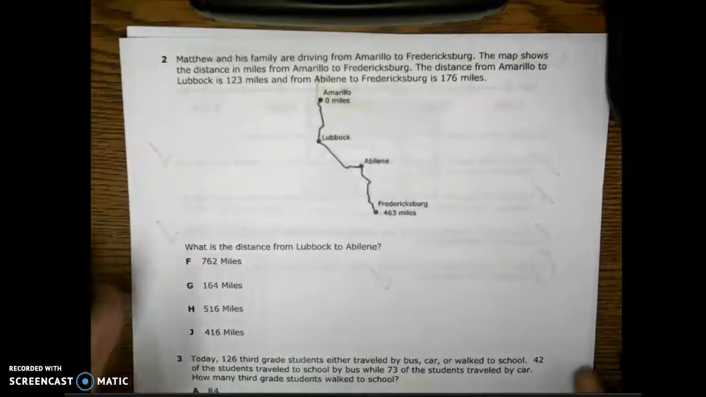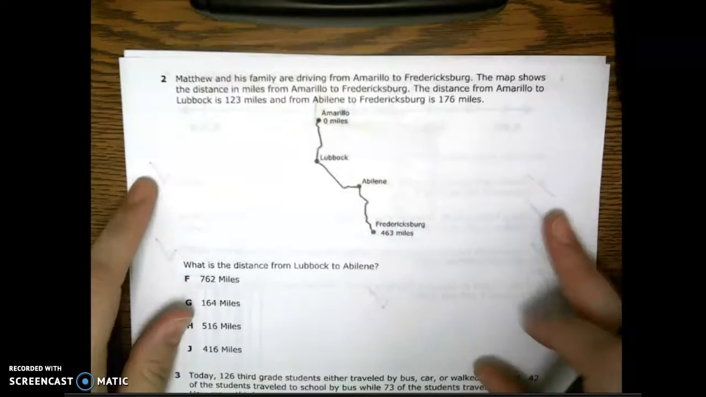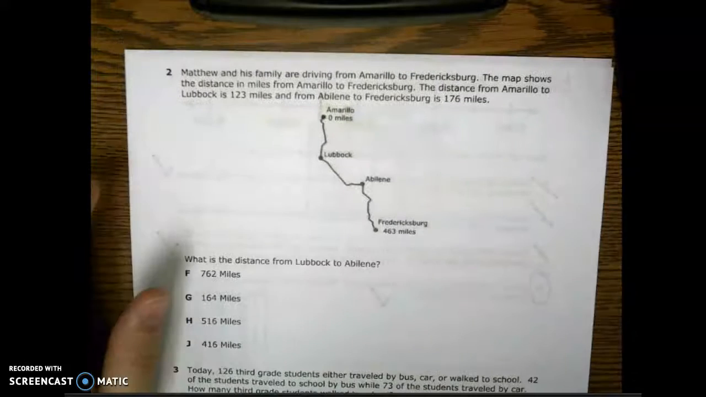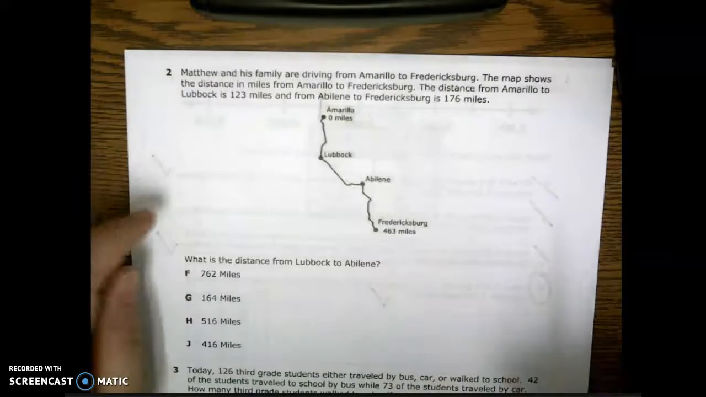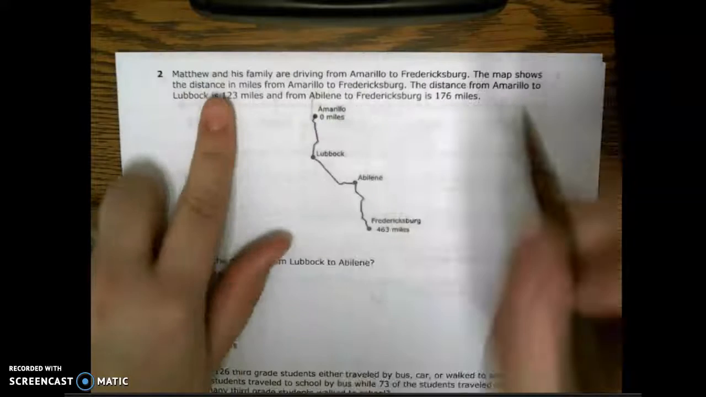Okay, let's look at problem number 2. Now this question, we did 2 days of review on a question very similar to this. And so let's work through this problem, okay?